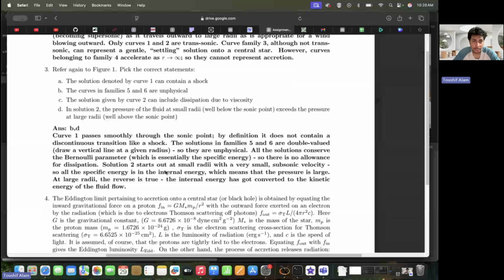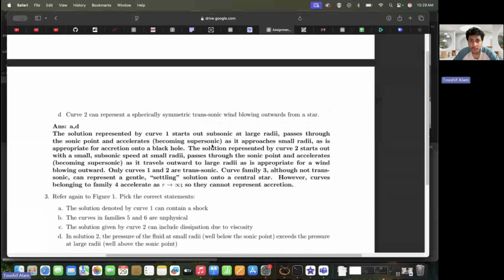Curve 1 passes smoothly through the sonic point, but definitely does not contain a discontinuity like a shock. Curves 5 and 6 are unphysical. You can see 5 and 6. We have already explained the solution for the curve starting off with a small speed. The solutions for families 5 and 6 are double valued: draw a vertical line at a given radius, and they are double valued at a single radius.